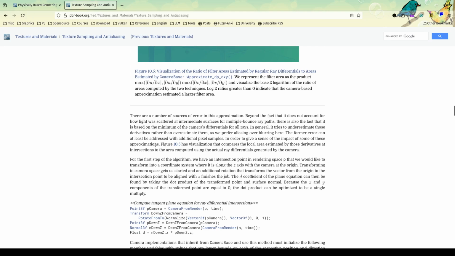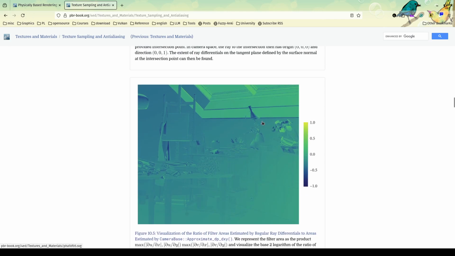So yeah, the previous figure has a visualization that compares the local area estimate by those derivatives at the intersection to the area computed by using the actual ray differentials. And yeah, most points are okay, but I think the ceiling and also somewhere in here is just not as good.